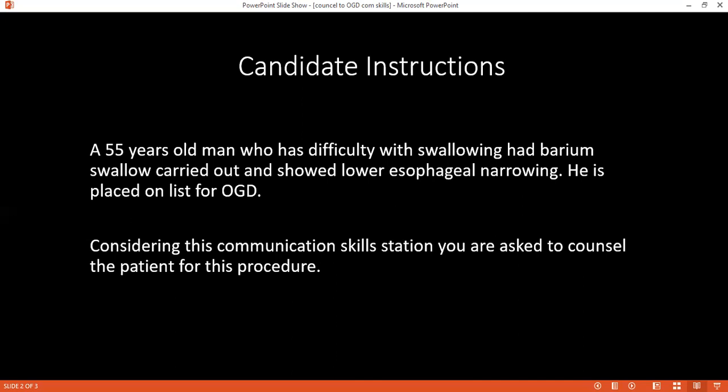Okay, Mr. Jake, I would like to summarize what we have discussed throughout. We would like to arrange an OGD, and as I told you, it will help a lot to figure out your condition. It will be under sedation. I also listed all possible risk factors, and if you agree with this, you should sign the consent form. Okay.